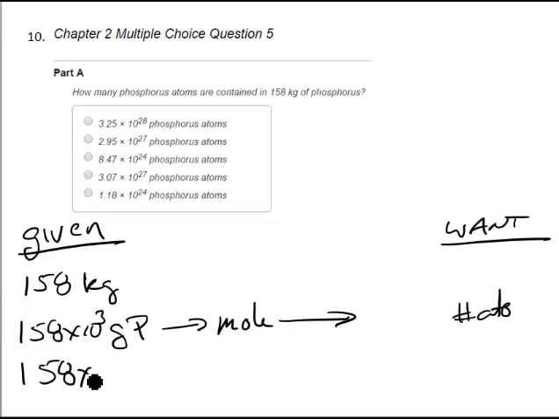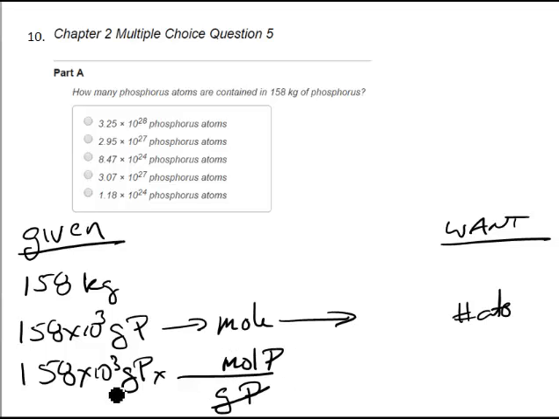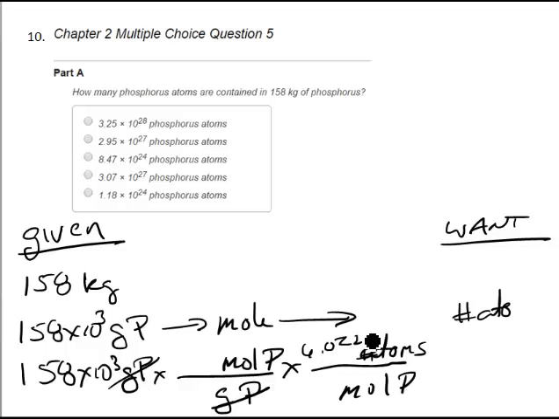So 158 times 10 to the third grams phosphorus. We're going to cancel grams phosphorus, so it goes down below. Moles phosphorus up above. We can cancel those units. Then we can cancel moles phosphorus and go to number of atoms. And that's always 6.022 times 10 to the 23rd for every 1 mole. And then we have to look up grams per mole of phosphorus.